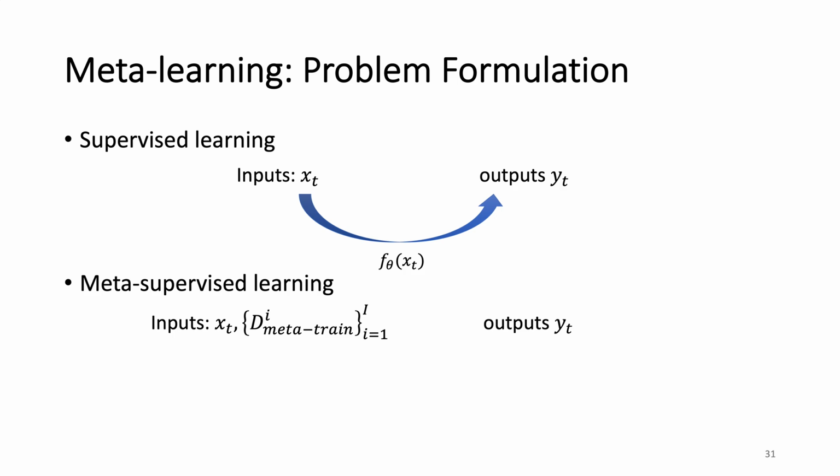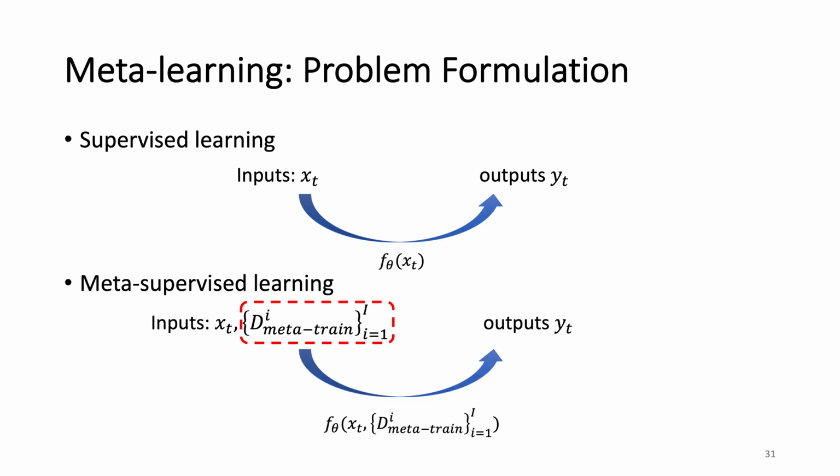In meta-supervised learning, things may be slightly different. We still have the input and output. However, we have a new dataset called the meta-training dataset. As the example shows, we have a lot of tasks, and each task has its own dataset. We call it the meta-training dataset, with tasks i from 1 to the total number of tasks. We still want to find this mapping function, but in this mapping function, we include the meta-training data to train it together. Thus, this is the difference between meta-supervised learning and supervised learning.